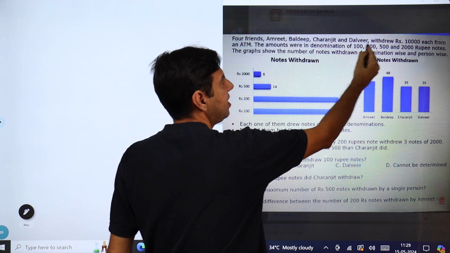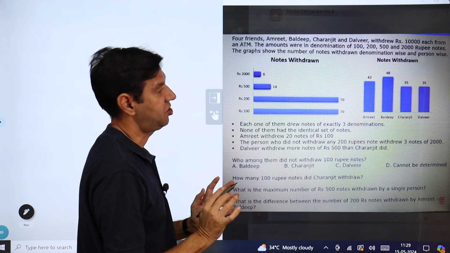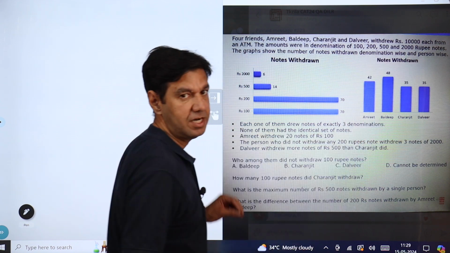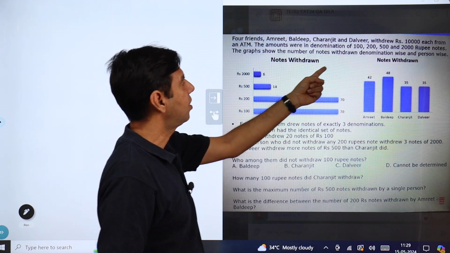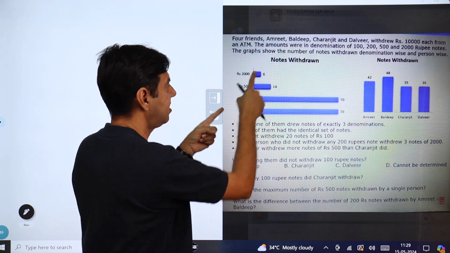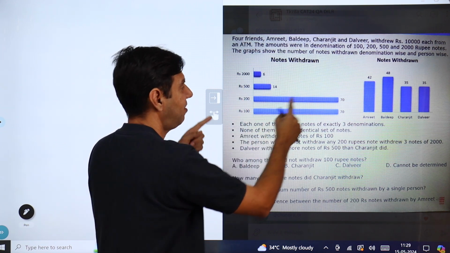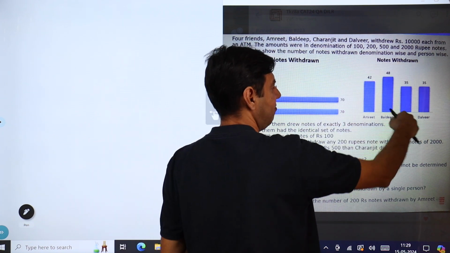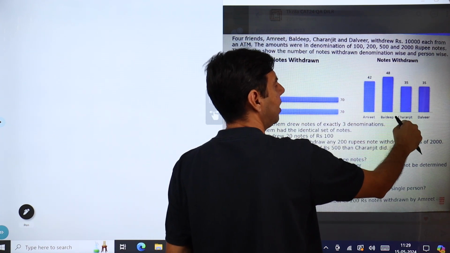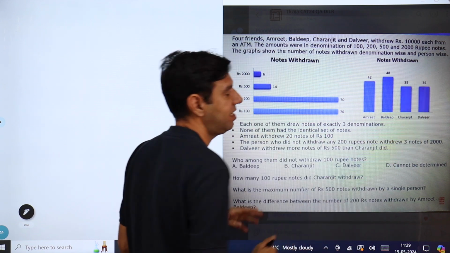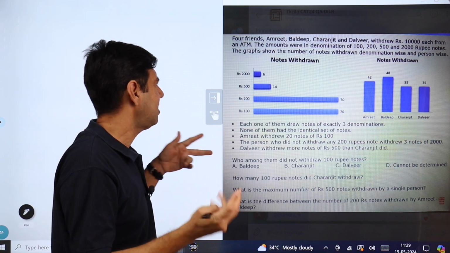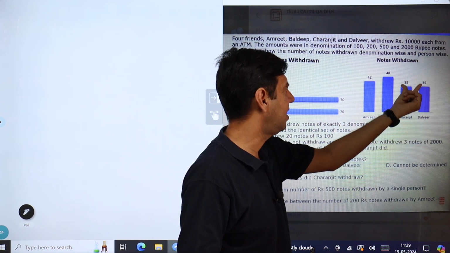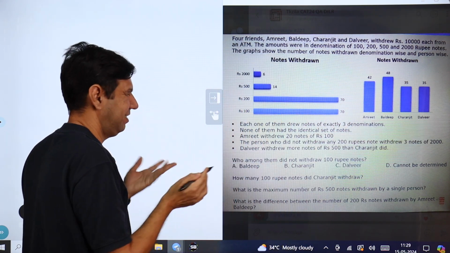4 friends A, B, C, D withdrew 10,000 rupees each from an ATM, and the amounts were in denominations of 100, 200, 500, 2000. The graph shows the number of notes withdrawn denomination wise: 6 notes of 2000, 14 notes of 500, 70 each of 200 and 100. And person wise, A withdrew 42 notes, B 48, C 35, D 35. Okay, so just a surprising fact, the 200 and 100 are also 70, 70, and C and D are also 35 and 35. Yeah, just an observation.